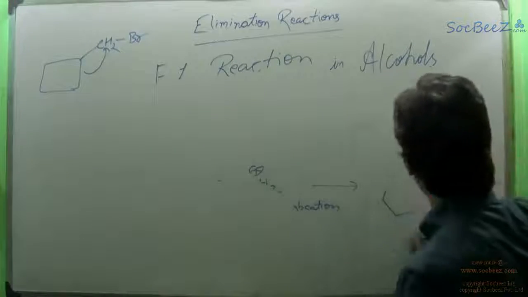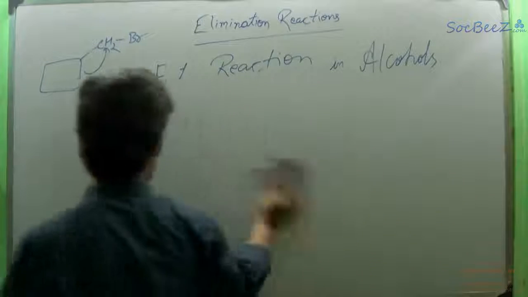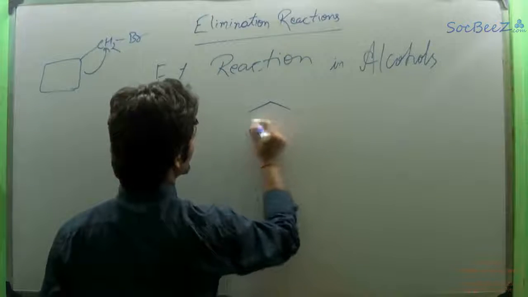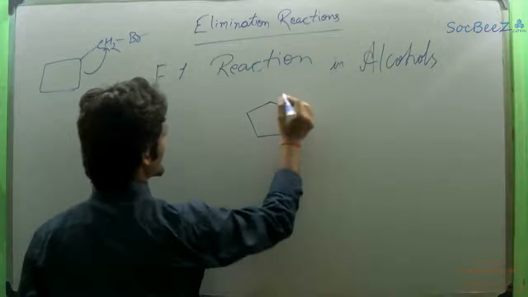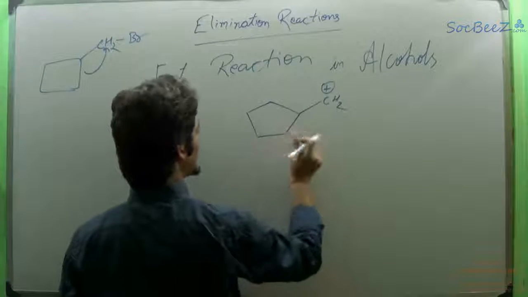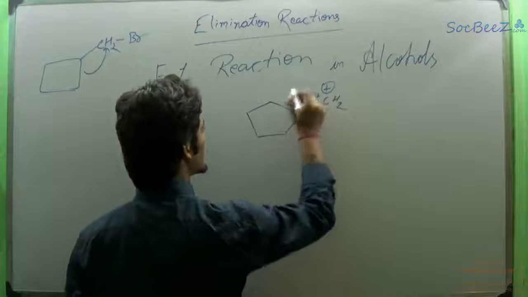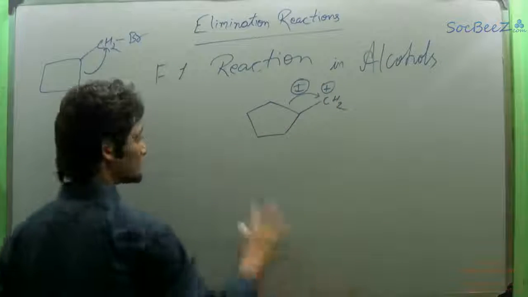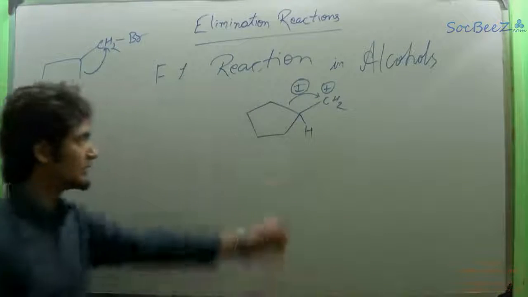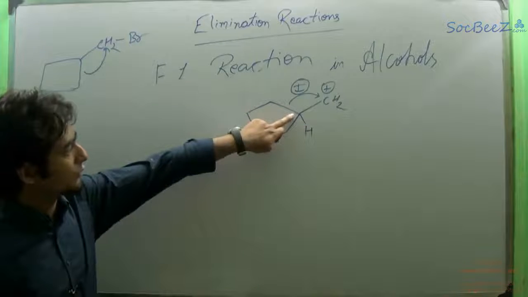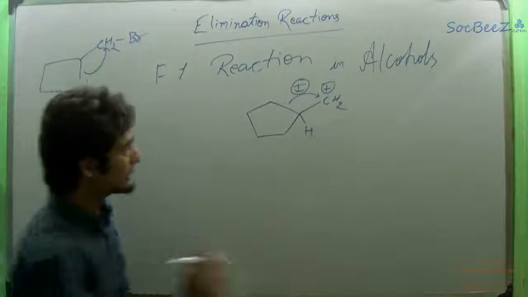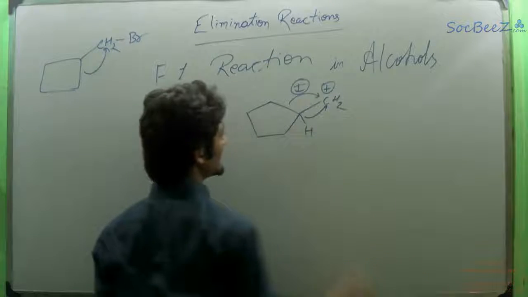Let me show you two parallel possible pathways. We have CH2 plus. If we have this bond shift, that is pathway 1, which we just discussed. But what if this H is shifted? This carbon has 4 valencies, 1, 2, 3. Hence the 4th one is an H. What if this H is shifted onto this carbon? We haven't thought about that.